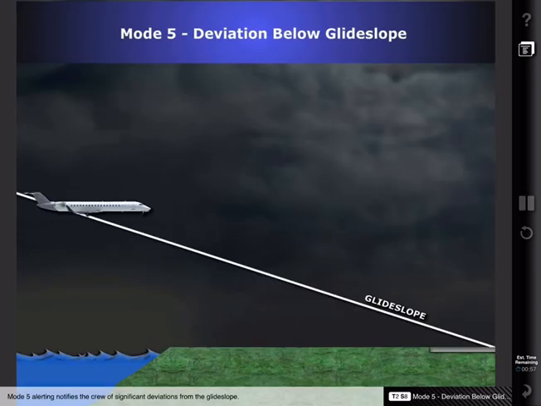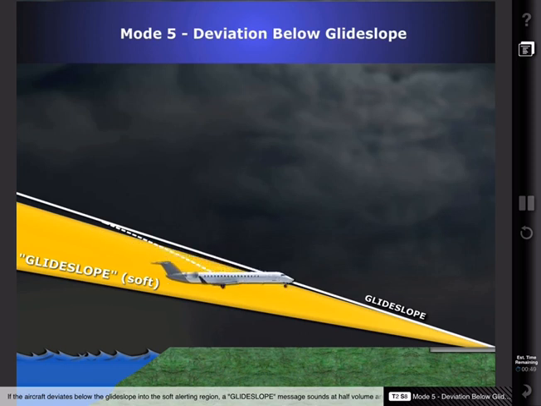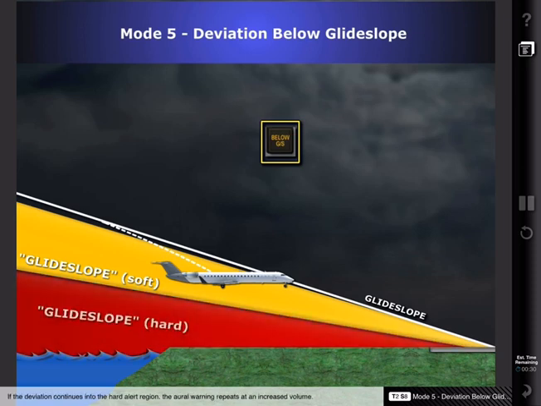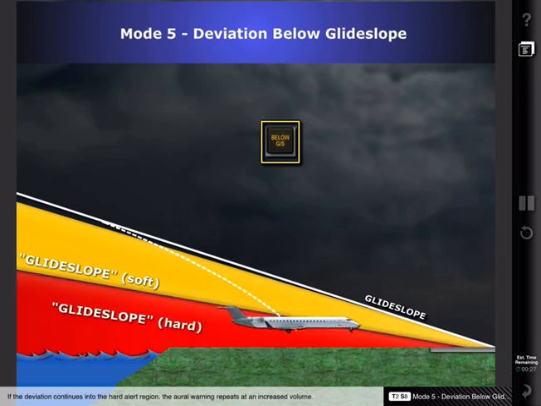Mode 5 alerting notifies the crew of significant deviations from the glide slope. If the aircraft deviates below the glide slope into the soft alerting region, a glide slope message sounds at half volume, and the below glide slope annunciator switches illuminate. "Glide slope." Aural alerts will increase in frequency as AGL altitude decreases. If the deviation continues into the hard alert region, the aural warning repeats at an increased volume. "Glide slope."